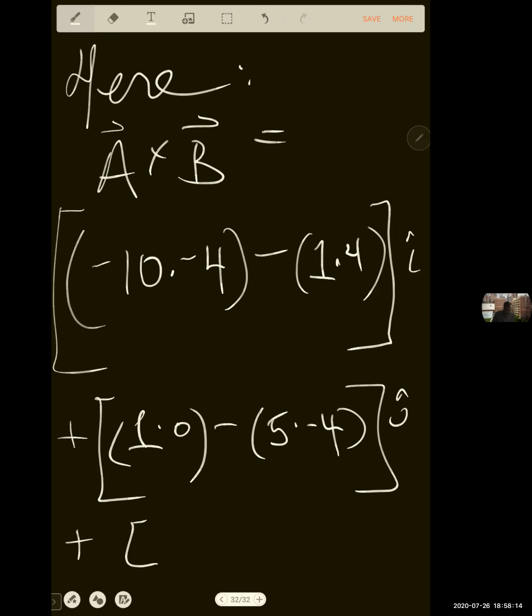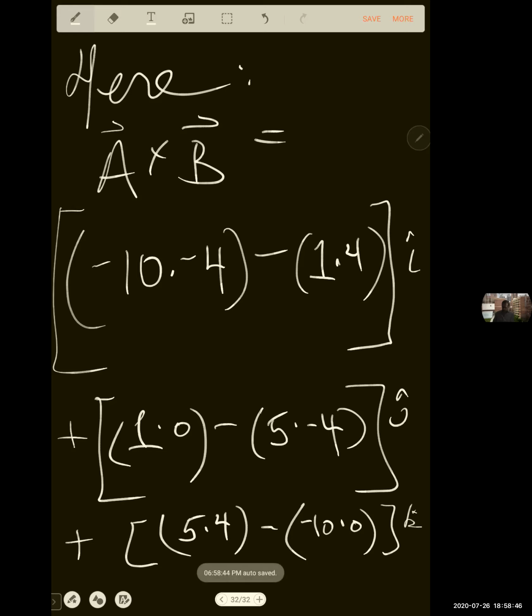And finally, the last component, I'm going to do AX, which is 5. I hope I didn't do this wrong. AX, which is 5, times BY, which is 4, minus AY, which is negative 10, times BX, which is a 0. Good, I was hoping for another 0 there somewhere. And we get the Z component. Now I scan my parentheses to make sure that nothing in my parentheses is a repeat. If something is a repeat, it's a good chance that I just messed this up, right? Because you're really just doing out all the different combinations. But it doesn't look like I blatantly messed it up.